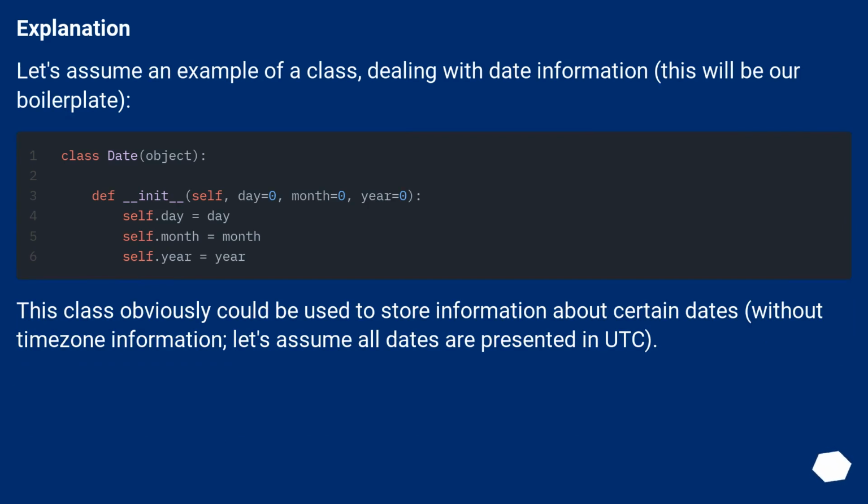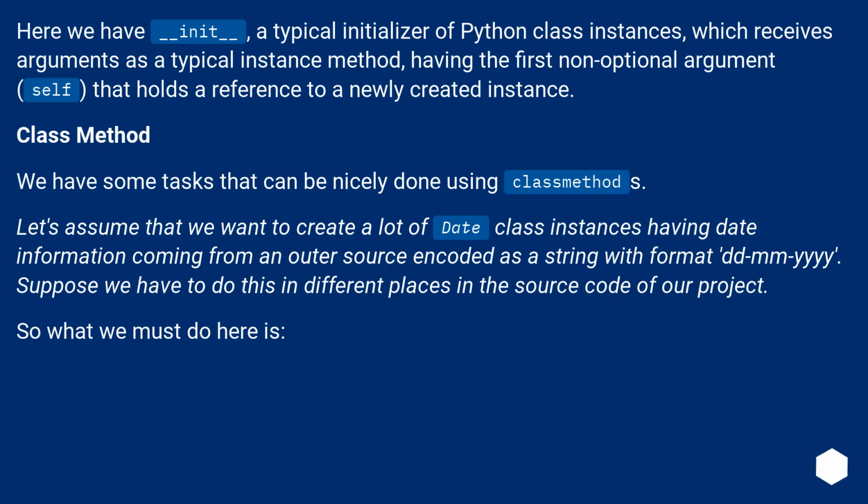Explanation. Let's assume an example of a class dealing with date information. This will be our boilerplate. This class obviously could be used to store information about certain dates, without time zone information. Let's assume all dates are presented in UTC. Here we have __init__, a typical initializer of Python class instances, which receives arguments as a typical instance method, having the first non-optional argument, self, that holds a reference to a newly created instance.